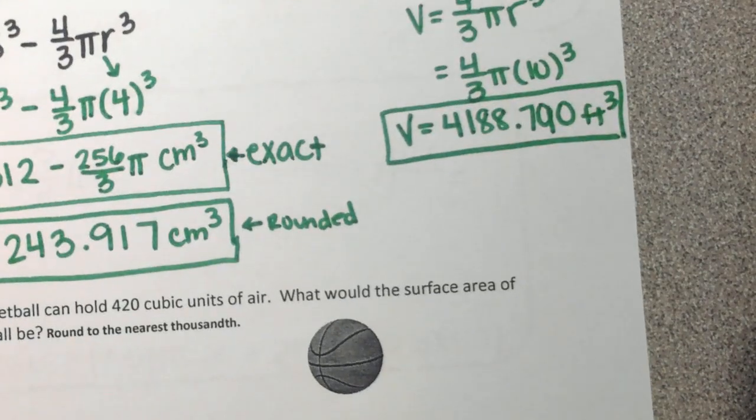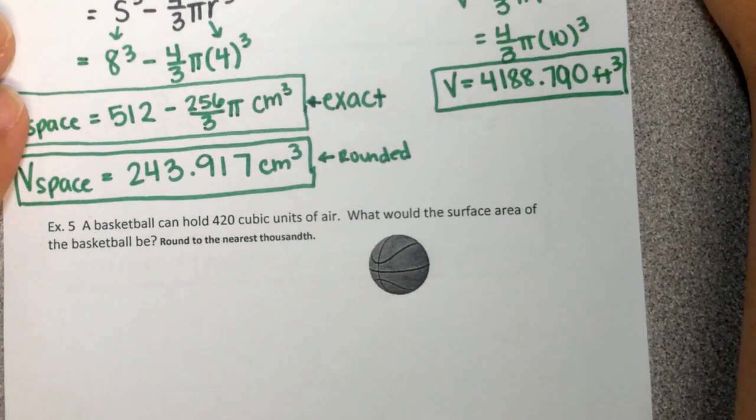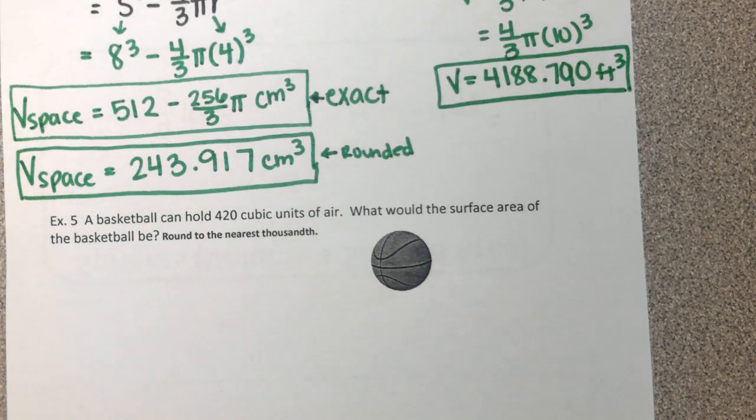Last question, and then we are going to go off and do homework. A basketball can hold... This is on your quiz tomorrow. A basketball can hold 420 cubic units of air. What would the surface area of the basketball be?